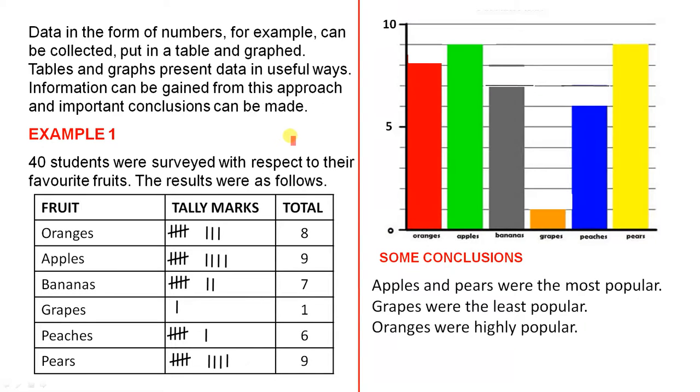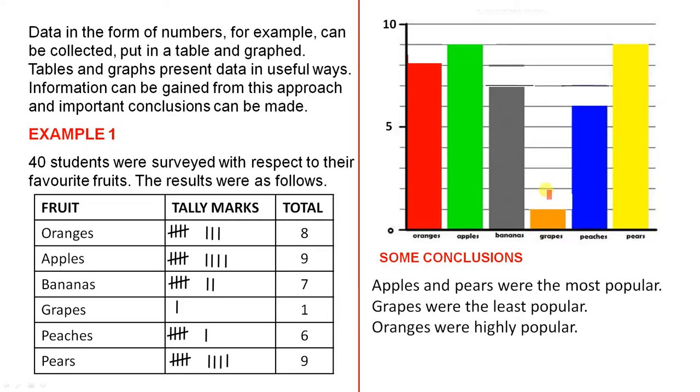Example 1. 40 students were surveyed with respect to their favourite fruits. The results were as follows. So these are the 6 different fruits here. They're the tally marks, and remember we use tally marks to gather the information and it stops us from making an error. If we use the tally marks one at a time and bundle them up into groups of 5, we can get all the individual totals without missing anything.